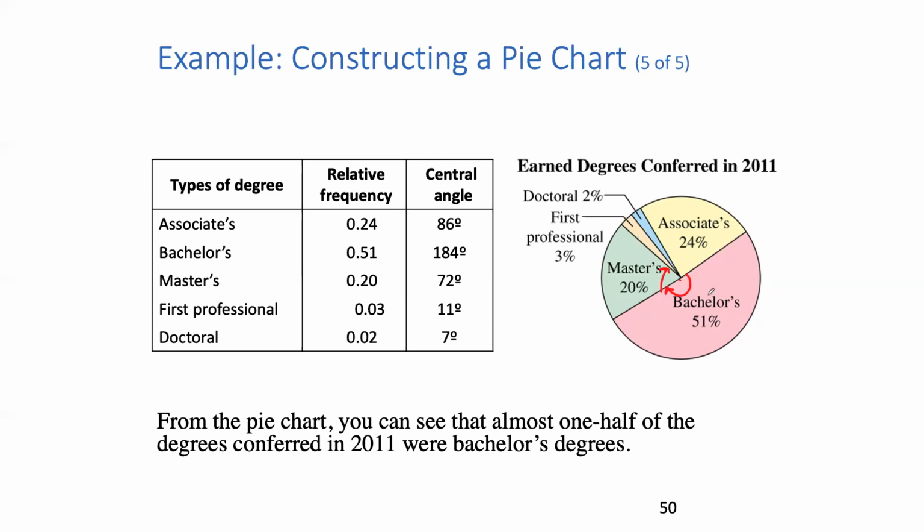The crucial thing is to recognize that the sum of the central angle here is 360 degrees, and I need to make sure that I distribute that central angle among these different categories based on their relative significance. Because bachelor's is the single largest category and accounts for 51% of all degrees that are awarded, a little over half that pie is given over to bachelor's degrees, and so on. And so that's how we find how large each of these sectors needs to be.